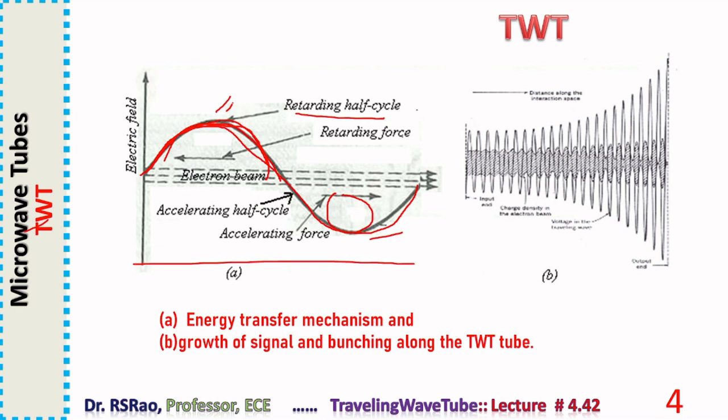So at any point of time in the steady state, we can notice that there exists net energy transfer from beam to the signal. So the signal gets strengthened. So the charge density and signal rise both are sketched here in B.